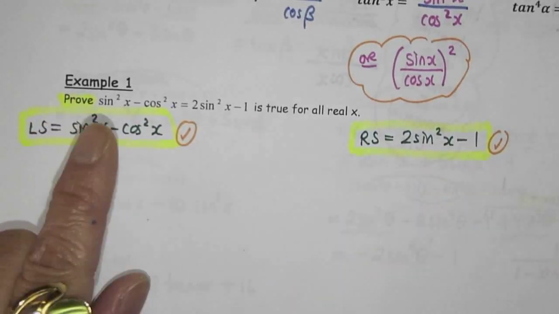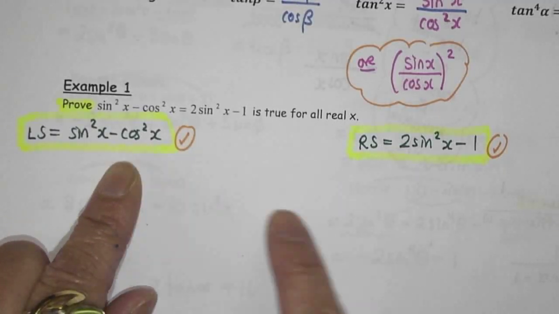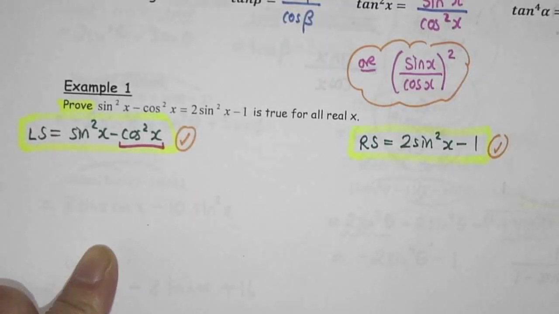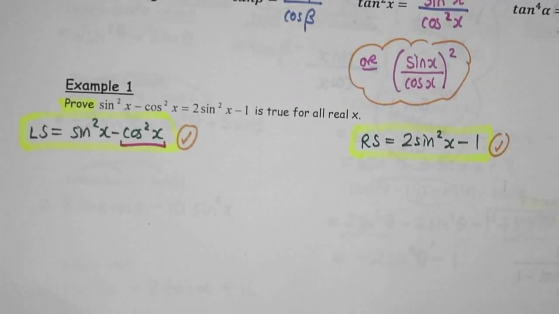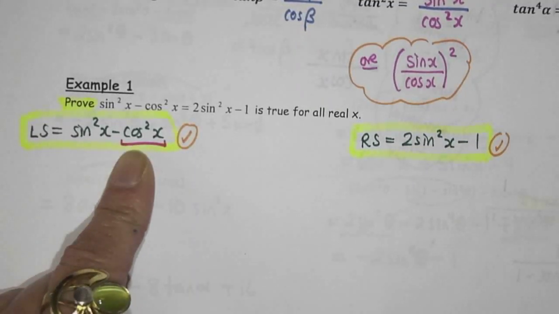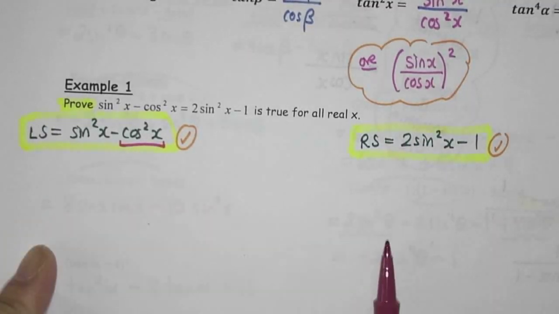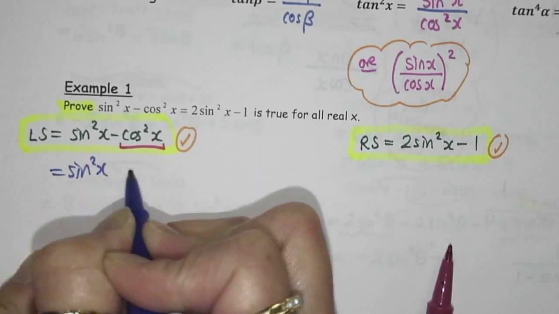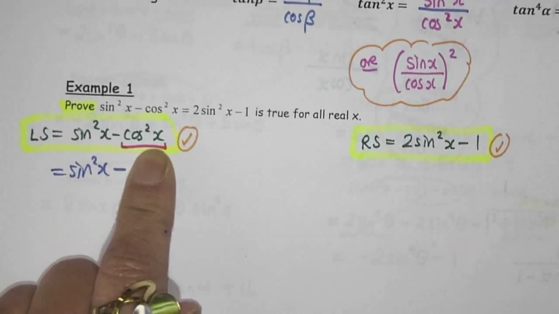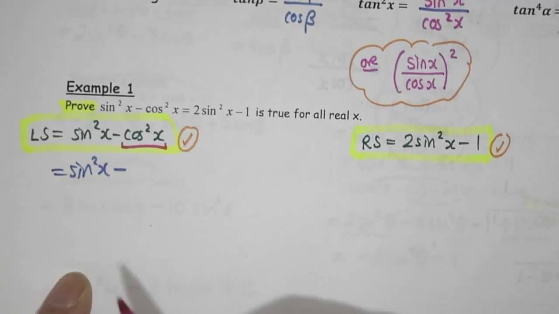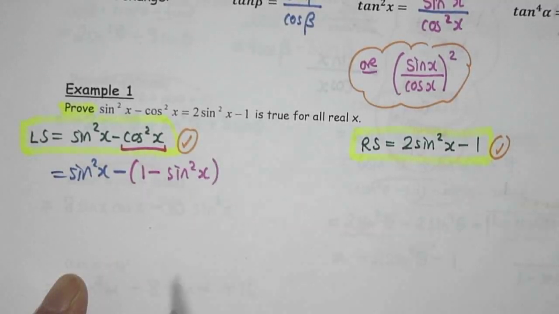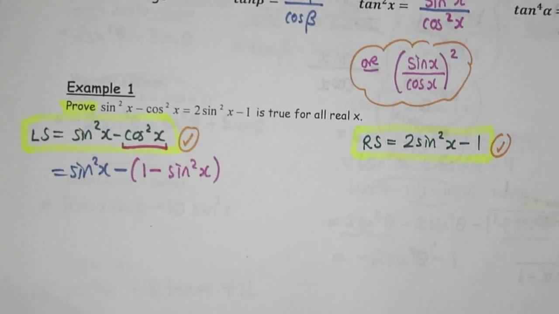So what I'm going to do is convert this one to all sines. How can I do that? Because this has a squared. It's a cos squared, and we just talked about that. I can change cos squared to, so I'm going to write this down. Keep this one, minus, and cos squared is 1 minus sine squared. Is that true? We just did that above, right? Cos squared is 1 minus sine squared.